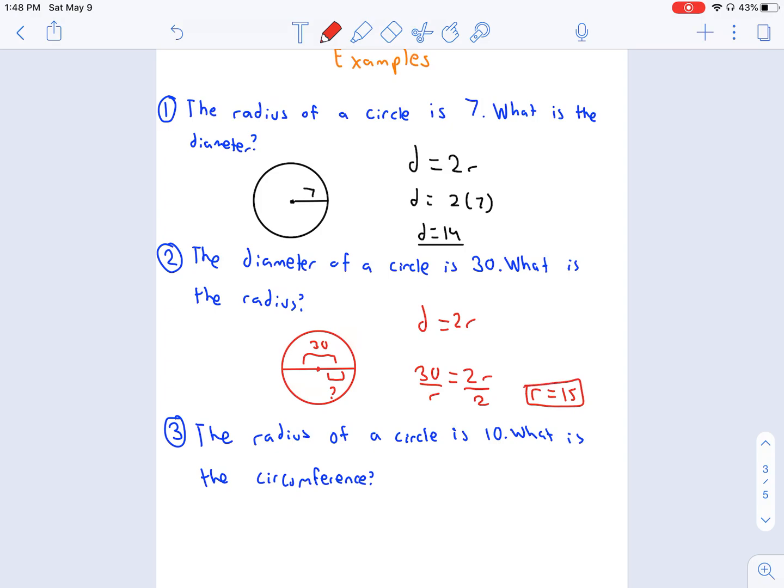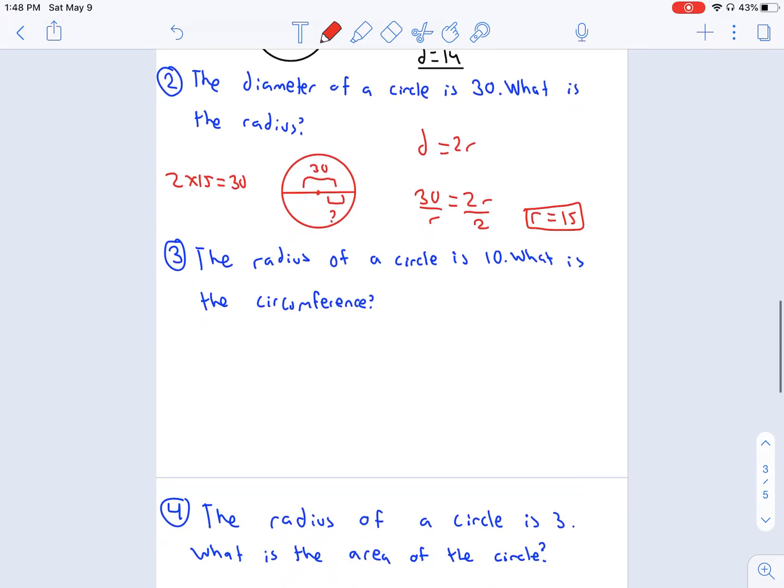And to check your work, since d is 2 times r, just do 2 times 15, which gets you to 30. Okay, so number 3.